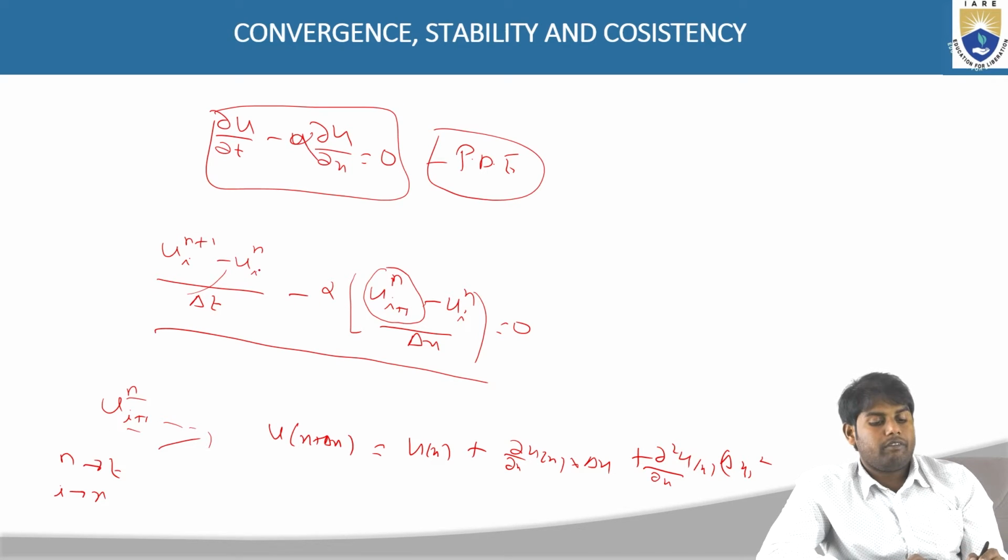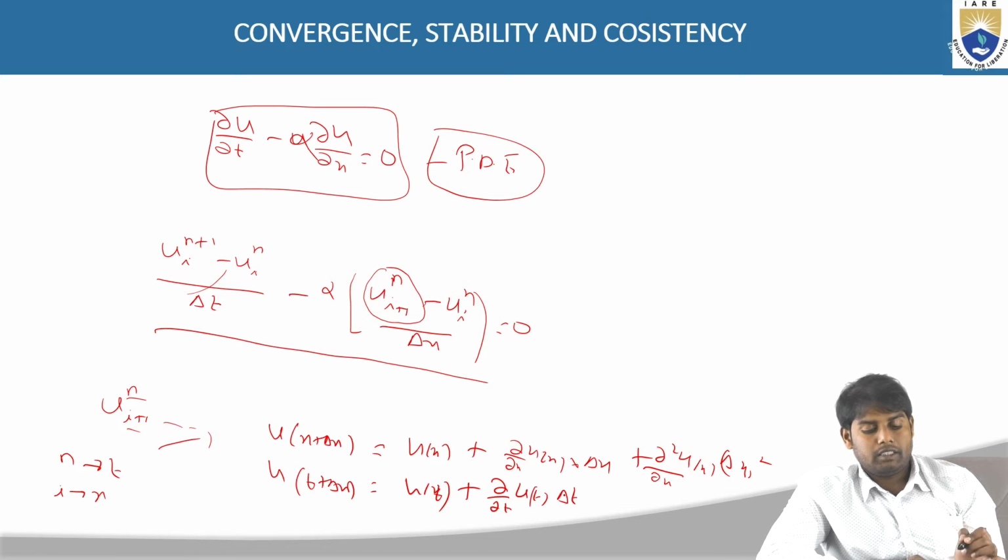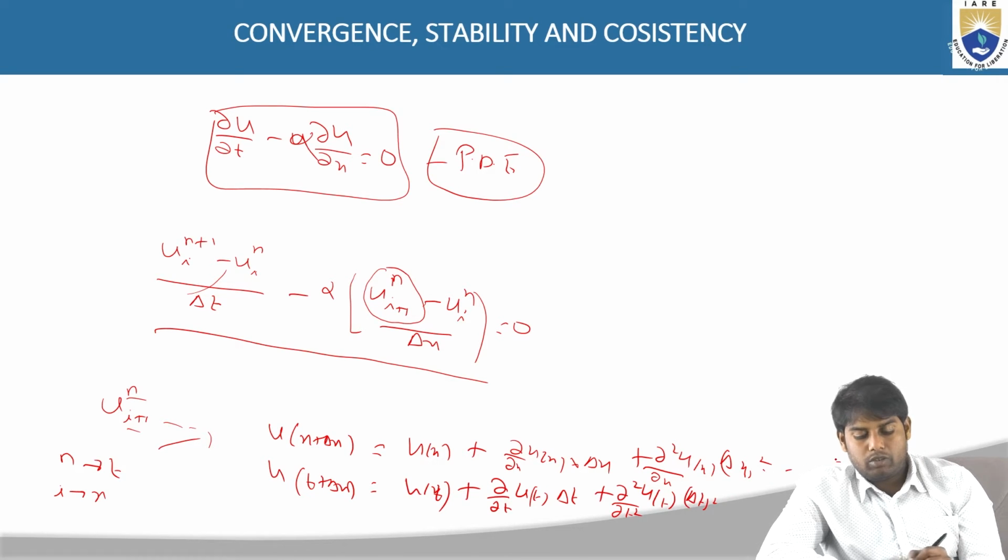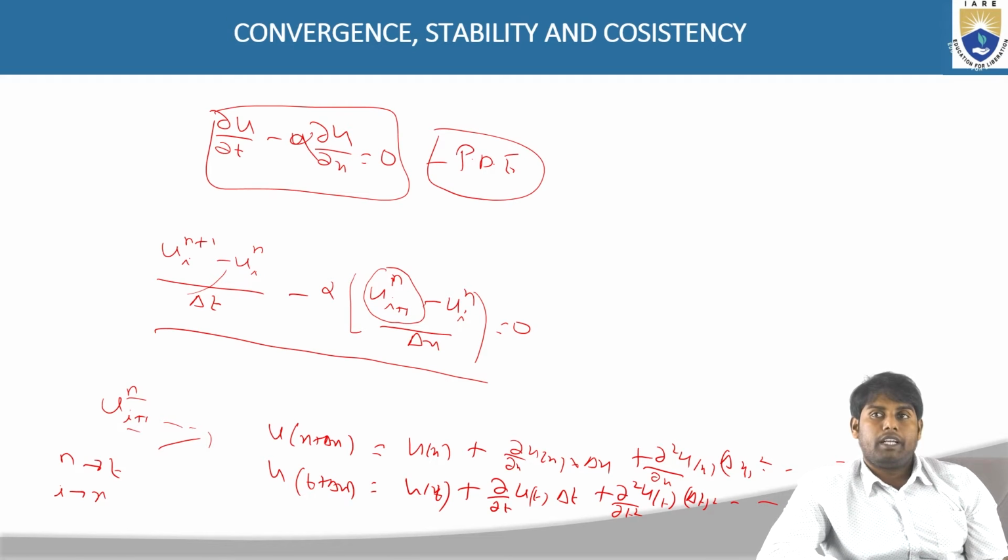We are expanding with respect to space. Now when expanding with respect to time, we have u of t plus delta t, which is u of t plus ∂u/∂t times delta t, plus ∂²u/∂t² times delta t squared, and so on. Here also you have more terms, so basically we have so many other terms.